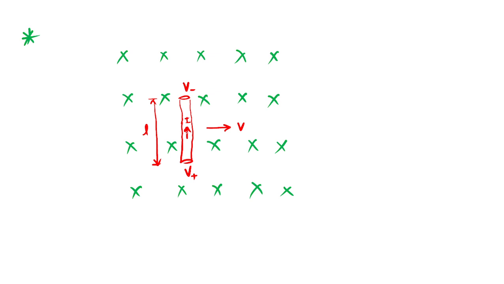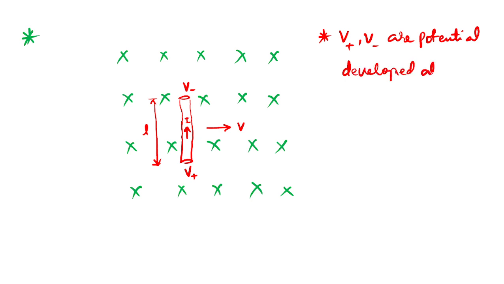No. So now what will I do? Simple logic. You are moving in this direction. This is positive. Here I am trying to write V positive and V negative, the potentials developed at the ends of the conductor. At where, buddy? At the ends of the conductor. It is developed or not?